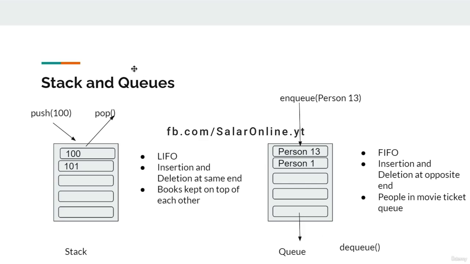So let us summarize this. So we have stack and queues. So stack follows last in first out approach, and we have queues which follows first in first out approach. Now insertion and deletion at the stack happens at the same end, and insertion and deletion in queue happens at the opposite end. At the stack we have push and pop operation. Push operation will push an element at the top of stack, and pop operation will remove the element from the top of the stack. Now enqueue function in queue will add the element at the last of queue, and dequeue function will remove an element from the front of the queue.